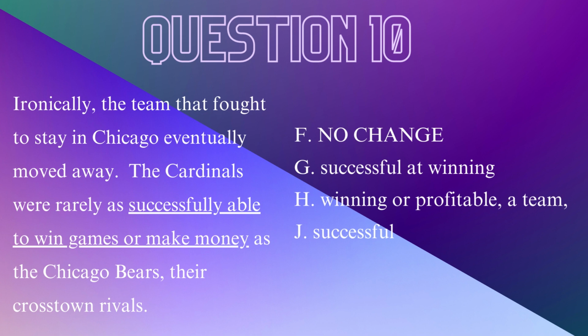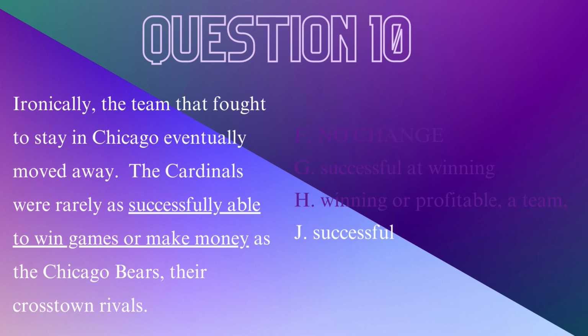If I replace it with J, the sentence would read, the Cardinals were rarely as successful as the Chicago Bears, their crosstown rivals. And just reading it that way makes so much more sense. The extra words just make the sentence way more confusing and a little harder to follow. So here again, the shortest answer is the correct answer because remember, we need to be economical with our words, because that's what the ACT considers the best style of writing.